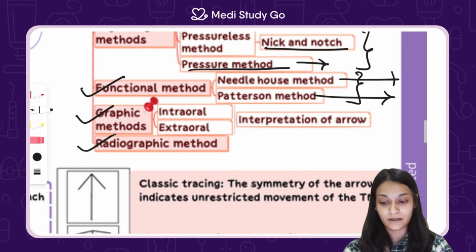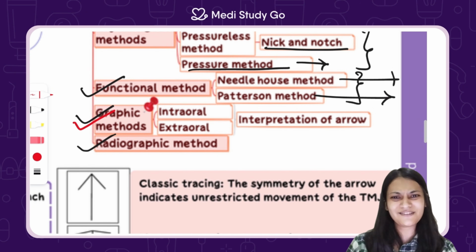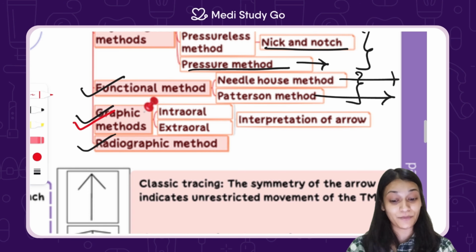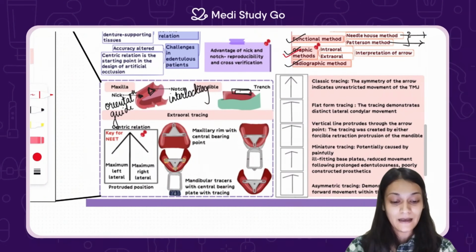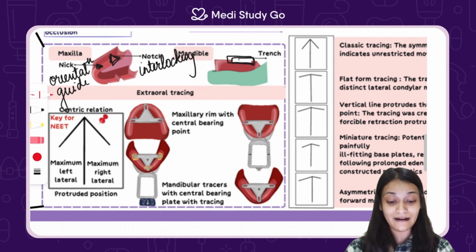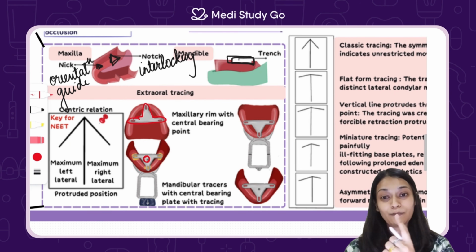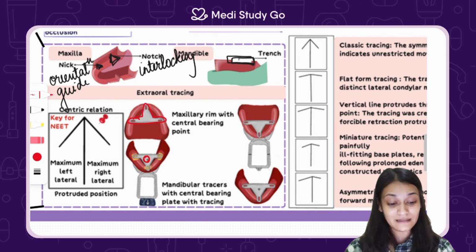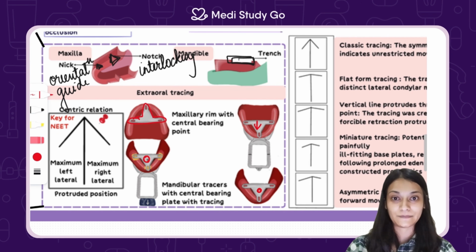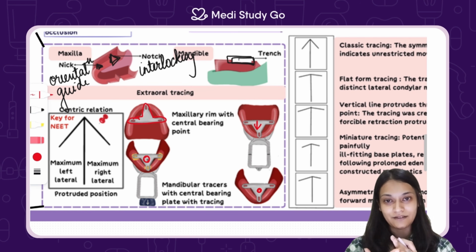Now about the graphic method, which is one of the very interesting ones, but you don't usually perform it in your UG. But if you're lucky and you pursue post-graduation in prostho, you will be able to do it. It's nothing but actually there are central bearing plates and a central bearing point that are placed, and then you ask the patient to perform the movements. So this point is actually going to make something like this. There is a structure that is going to be made, and there is carbon that is painted onto this.